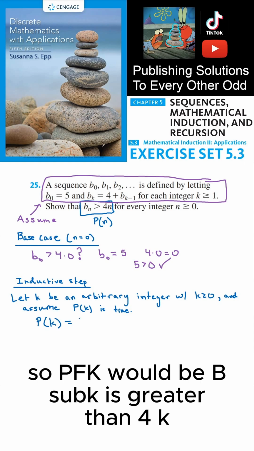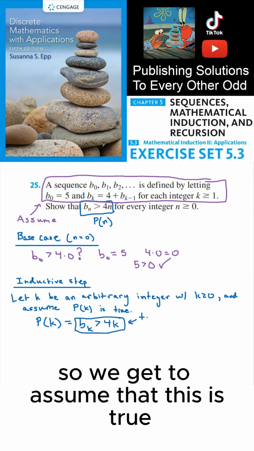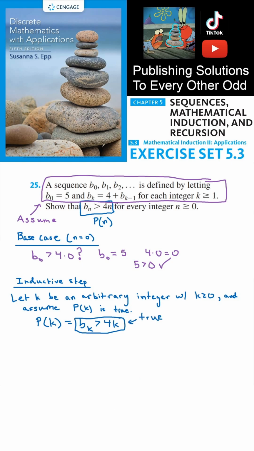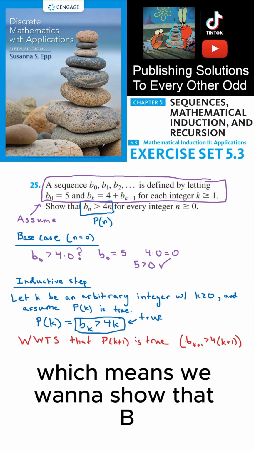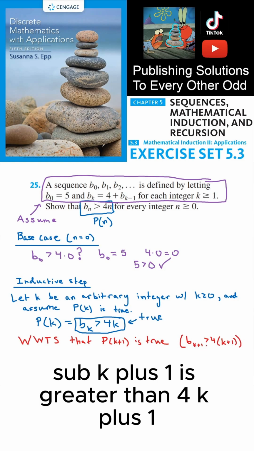So P of k would be b sub k is greater than 4k. So we get to assume that this is true. And that's our inductive hypothesis. We want to show that P of k plus 1 is true, which means we want to show that b sub k plus 1 is greater than 4 times k plus 1.